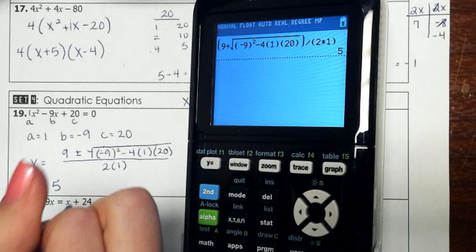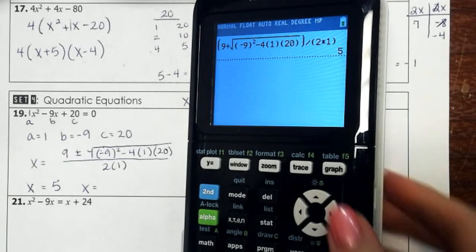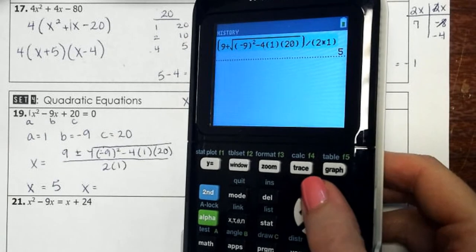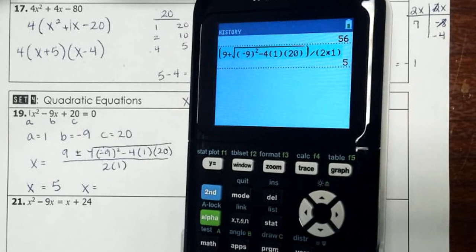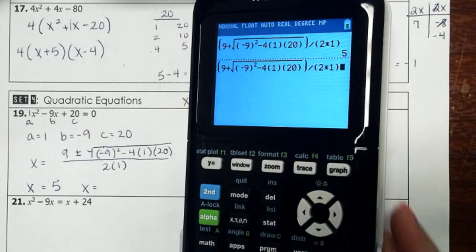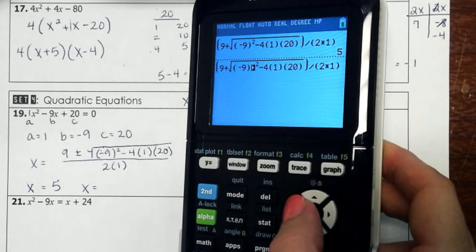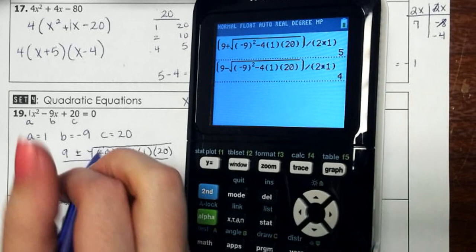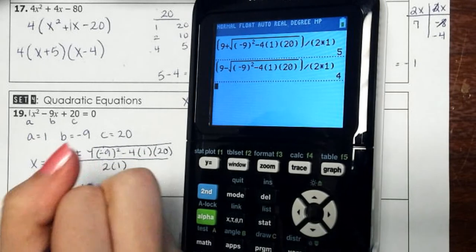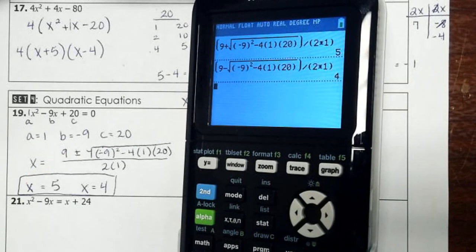But we have another answer because it's plus or minus. So what I'm going to do is scroll up to this right here, select it, hit enter, scroll over, and change that plus at the very beginning to a minus, and it gives me 4. So these are my answers, x equals 5 and x equals 4. There are 2 answers to these quadratic problems.